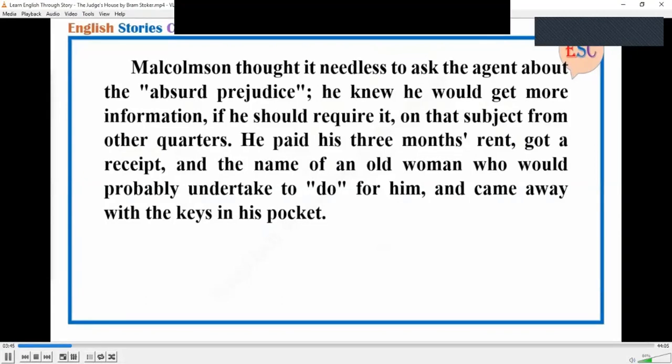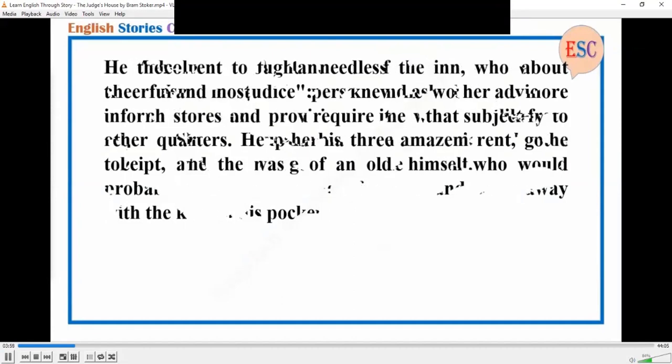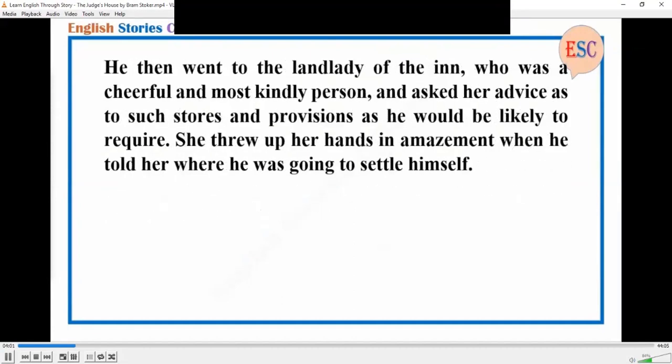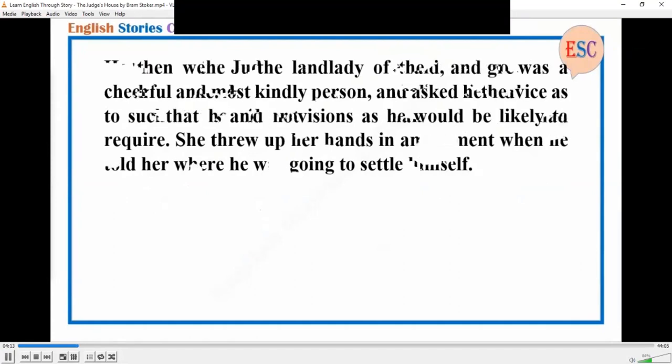He knew he would get more information if he should require it on that subject from other quarters. He paid his 3 months' rent, got a receipt, and the name of an old woman who would probably undertake to do for him, and came away with the keys in his pocket. He then went to the landlady of the inn, who was a cheerful and most kindly person, and asked her advice as to such stores and provisions as he would be likely to require. She threw up her hands in amazement when he told her where he was going to settle himself.